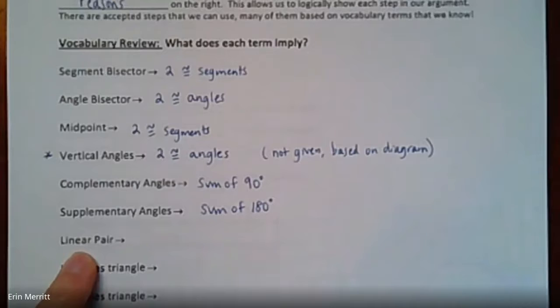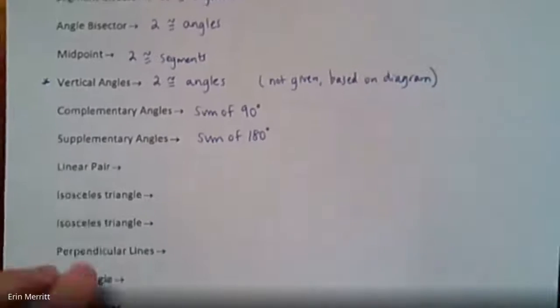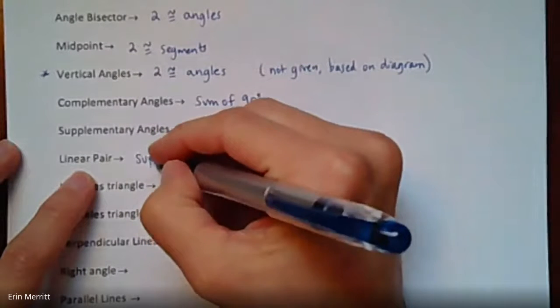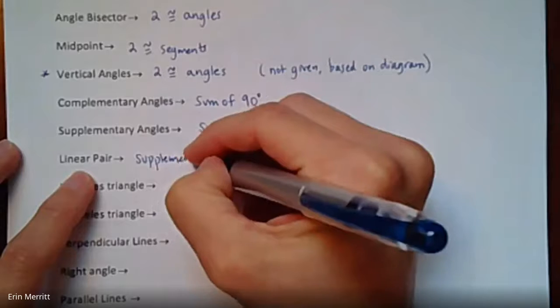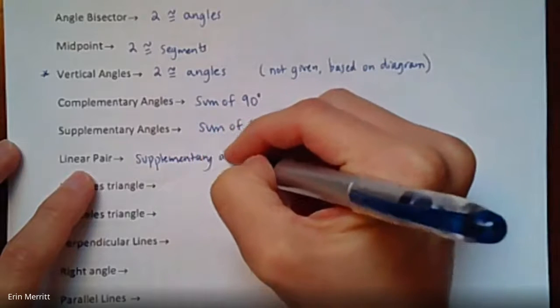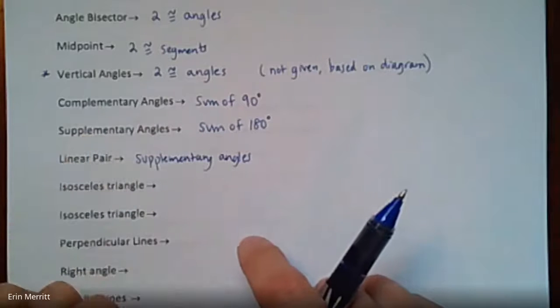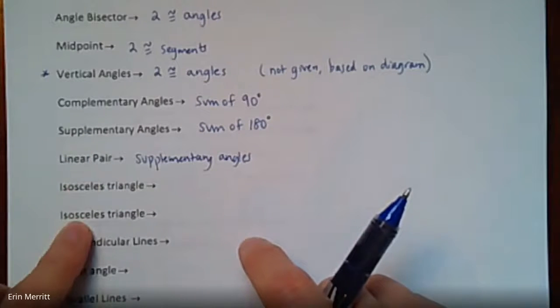And now linear pair. If you have a linear pair, it means they're forming a straight line. So again, that's another thing that would tell you that you have supplementary angles. And then you'd be able to go, supplementary means sum of 180. Right? These are super useful.